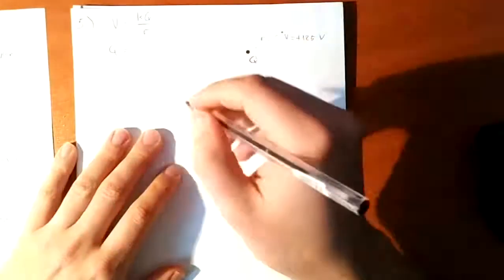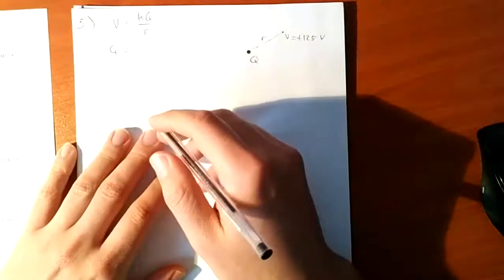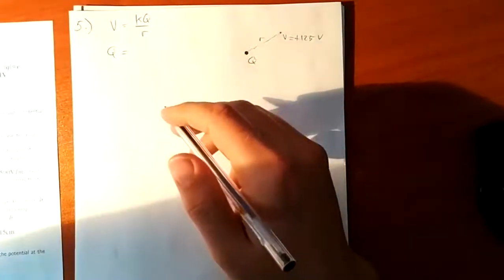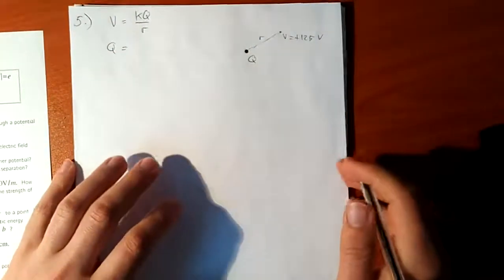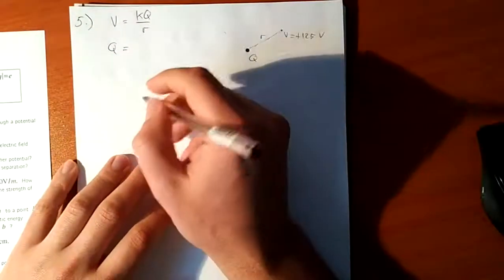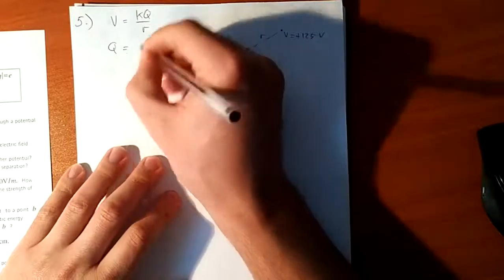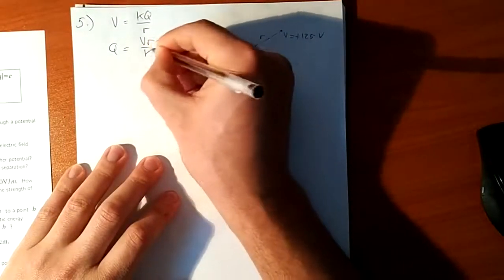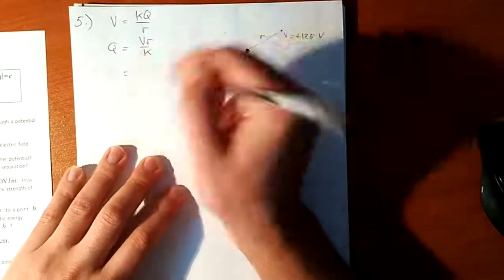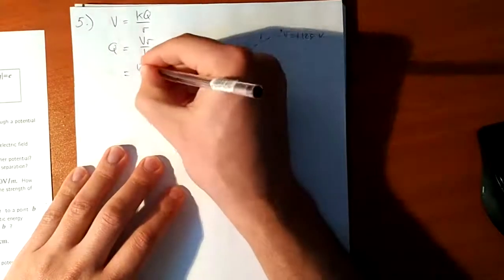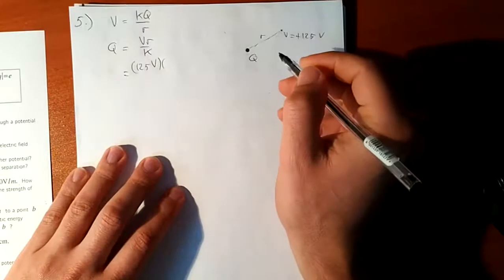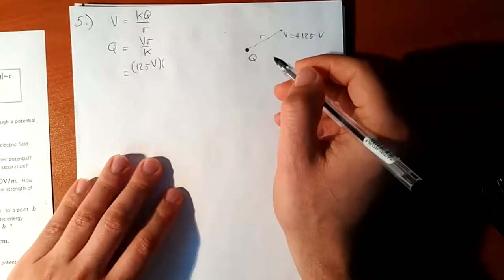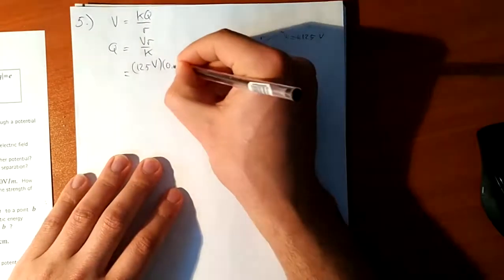Okay, so Q is equal to Vr over k, and now we just substitute. What is V? 125 volts. What is r? 15 centimeters, so it's 0.15 meters.